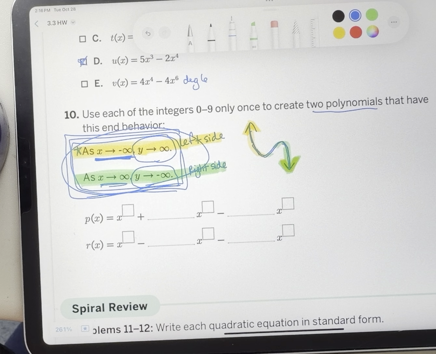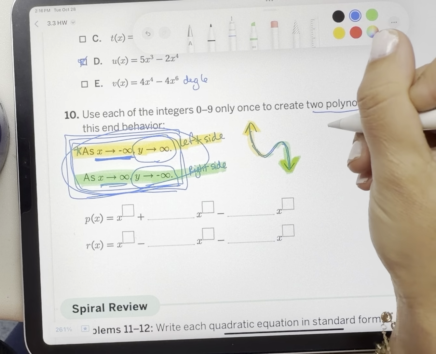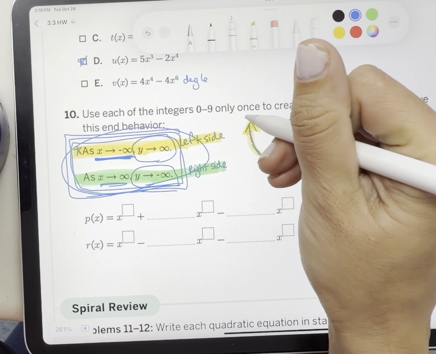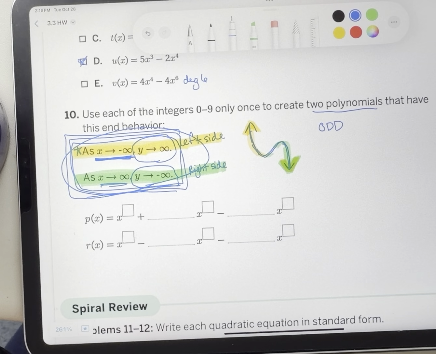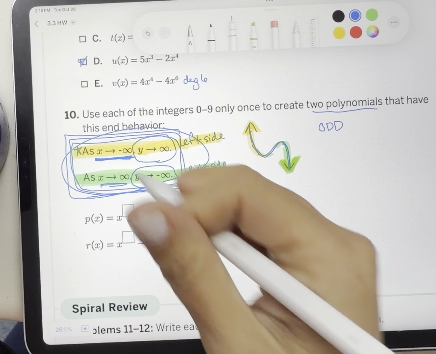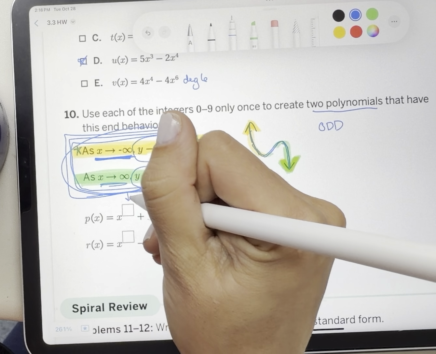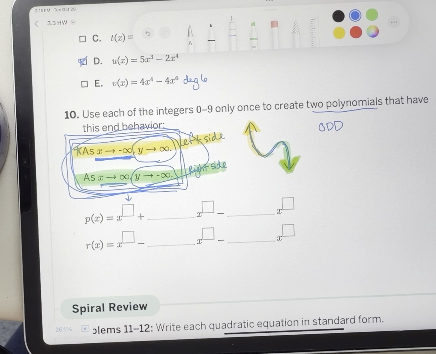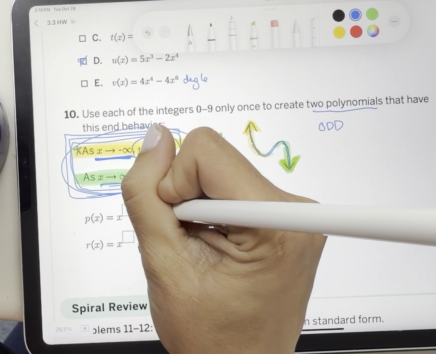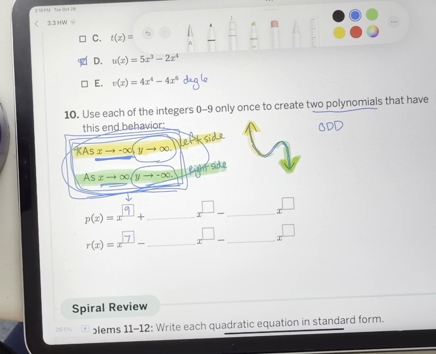Okay, so this polynomial, is it even or odd? Odd. It's odd because it's going in opposite directions. So that means all my leading coefficients right here, my biggest exponent in each one of these has to be odd. So let's make it a 9 and a 7. I just picked my 2 biggest odd numbers to make sure that the degree of my polynomials is odd. And then what else?